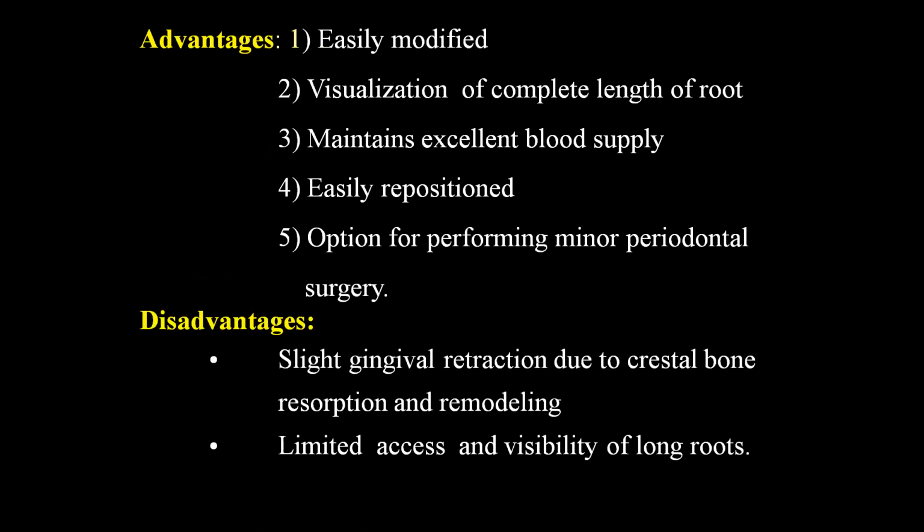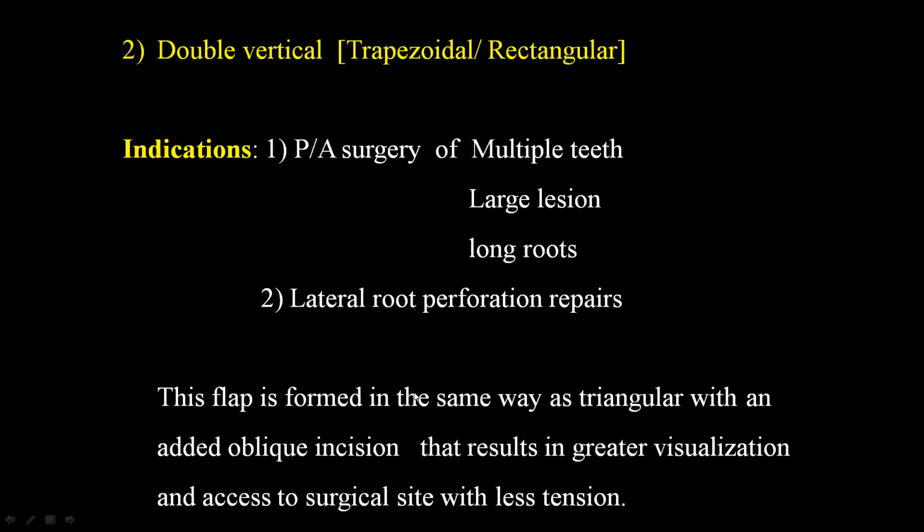So advantages: it can be easily modified. Suppose you want to change into rectangular, you put one more vertical incision, you change into a rectangular flap. Visualization of the complete length of the root, easily repositioned, option for performing minor periodontal surgery. Mostly in case of labial perforation also we can manage with that. So these are the disadvantages.